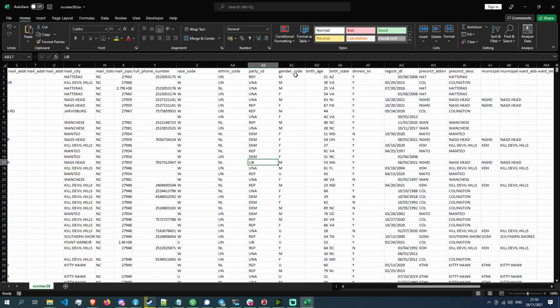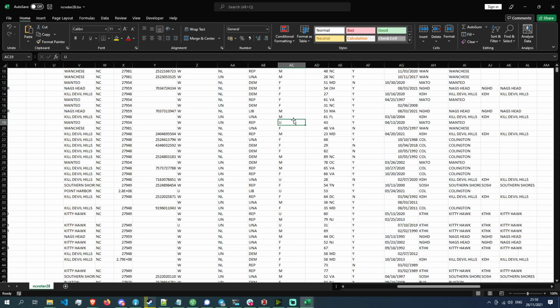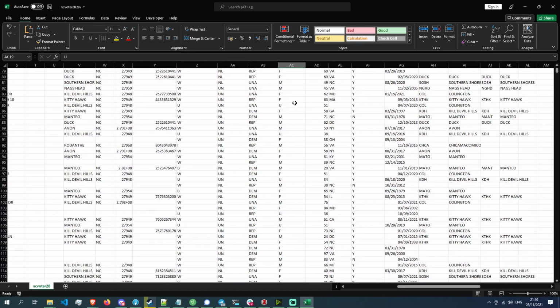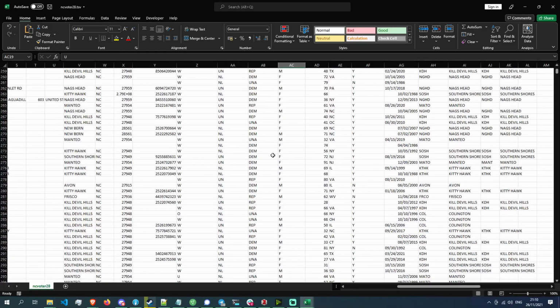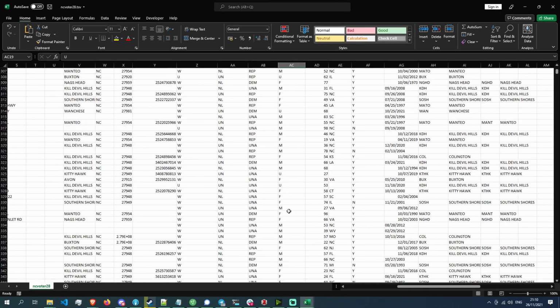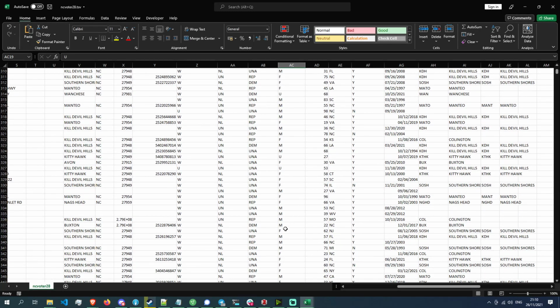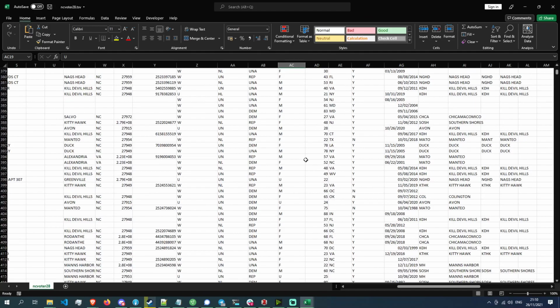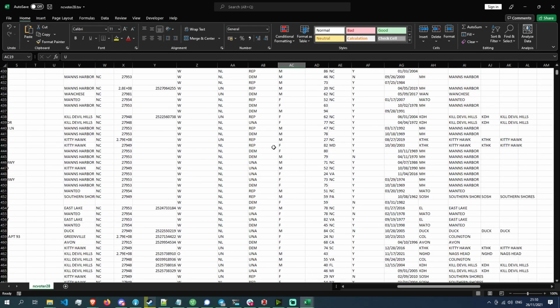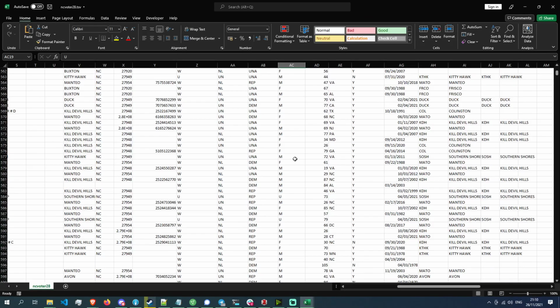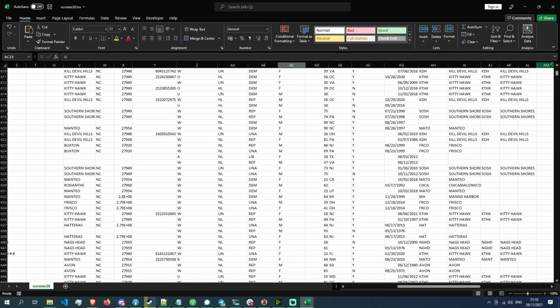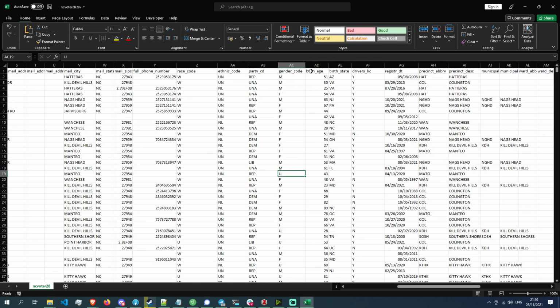Gender code. So male, female. I'm going to assume this is also undesignated, which is probably everyone that doesn't identify as male or female, so people that would be non-binary, people that would be gender fluid, etc. So we have a few people like this. Not a lot, but it is the US.